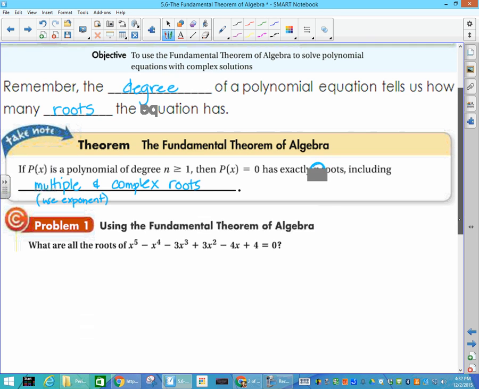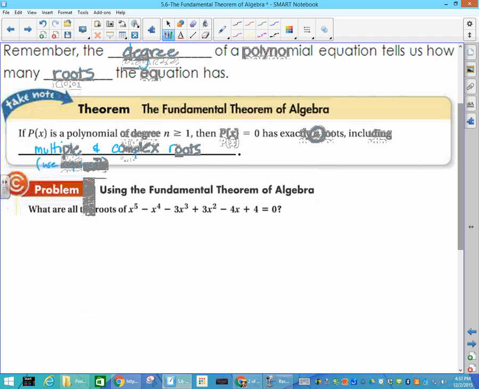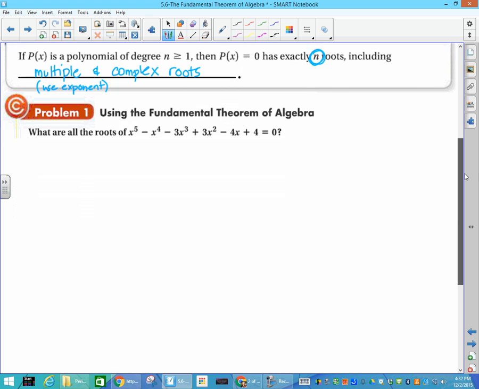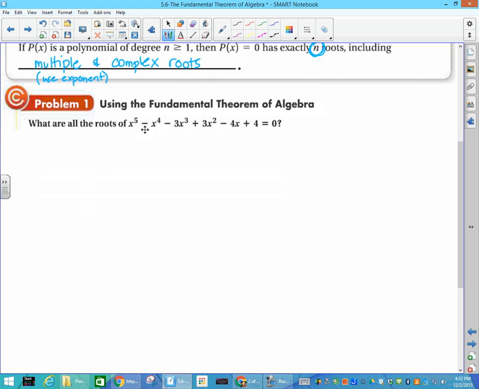Okay, so we're going to take the process of what we've been working on the whole chapter and put it down in defining all of these roots for a fourth degree, fifth degree polynomial. So here's our first example. What are all the roots of x to the fifth minus x to the fourth minus 3x cubed plus 3x squared minus 4x plus 4 equal to 0? So how many roots is it going to have? Okay, how many roots? We're going to have 5 roots because it is a fifth degree polynomial.